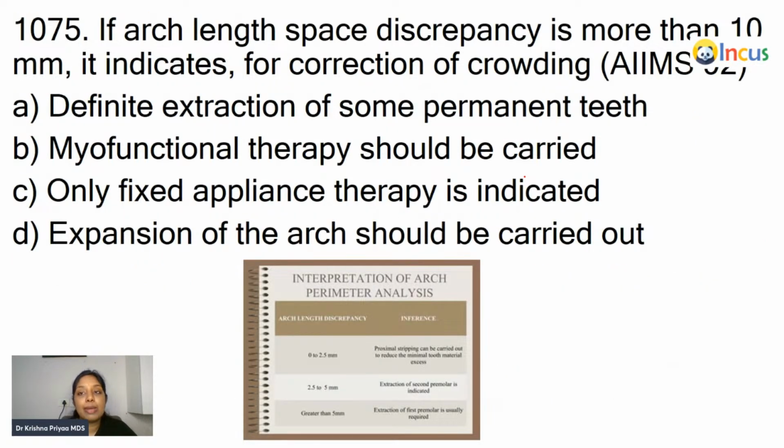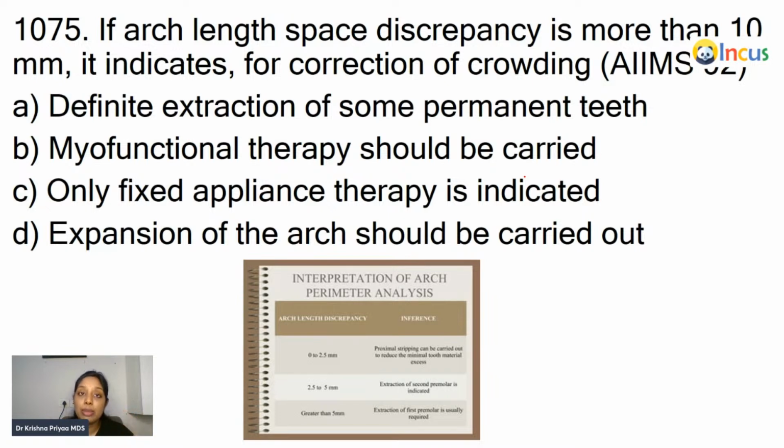Next, if the arch length space discrepancy is more than 10 mm, it indicates correction of crowding. So when you know this chart, you can answer almost 5 to 6 questions in the same category. So what is the interpretation of arch perimeter analysis? There is a discrepancy, right? So what happens in arch length analysis? We measure the arch perimeter from the distal aspect of the first molar to the distal aspect of the first molar, from one segment to another segment.